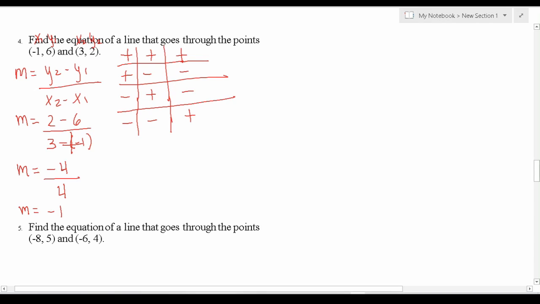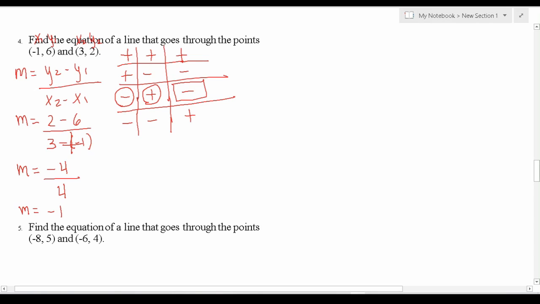In this case, we have negative 4, which is negative, divided by positive 4, which is positive. So according to the signs chart, we know our result's going to be negative. Okay, so that's the signs chart in case you needed it.